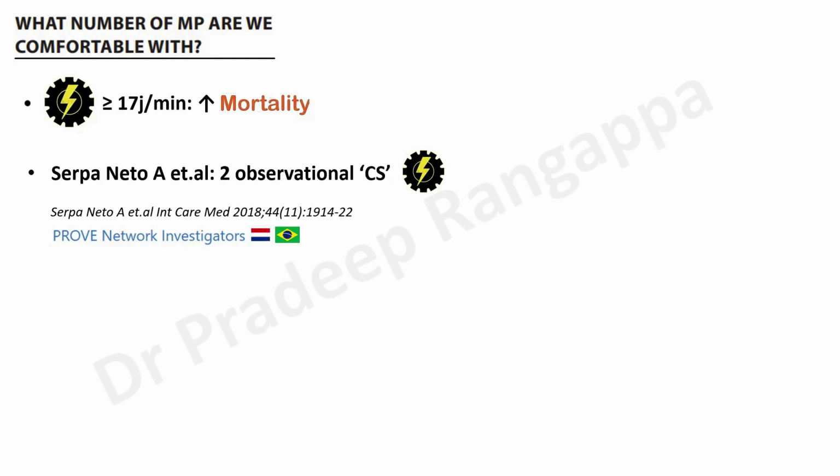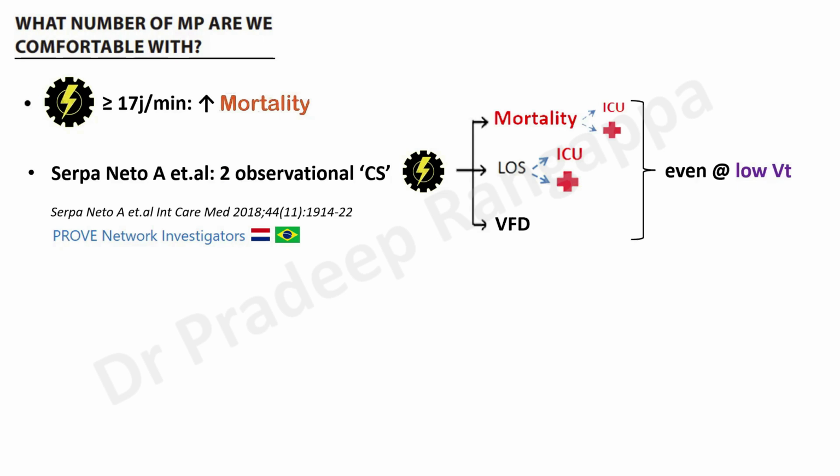Serpa Neto et al., the PROVENET Investigators, published in Intensive Care Medicine, took two observational studies of mechanical power, and they showed mechanical power had a good correlation with ICU and hospital mortality, ICU and hospital length of stay, and ventilator-free days, even when low tidal volumes were maintained. Which means, emphasizing that just saying I'll maintain my patients on low tidal volume, optimal PEEP, driving pressure less than 15 at this point of time may not be good enough. One needs to look at an additional component called mechanical power, which factors in respiratory rate, along with the other things you saw in the formula.